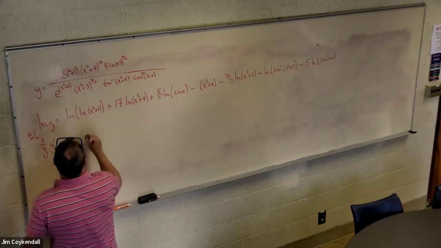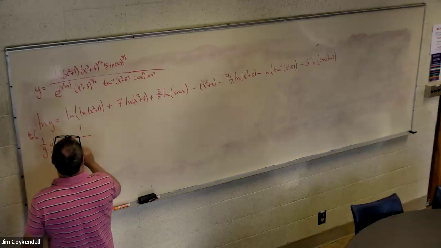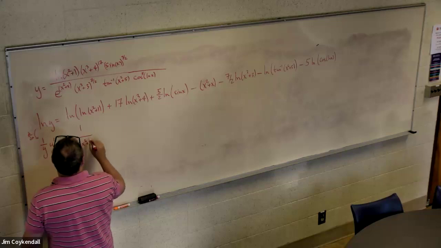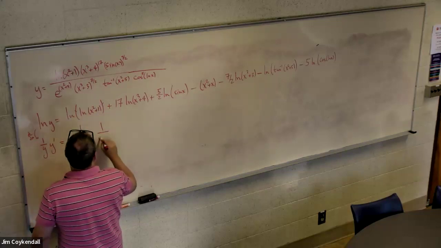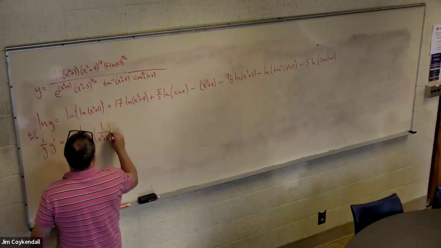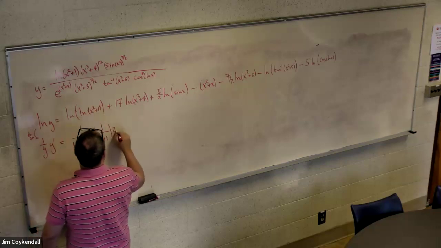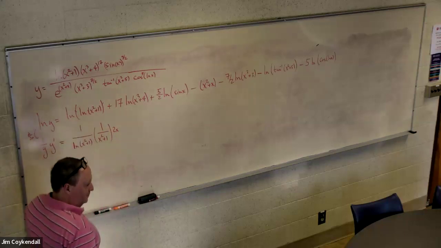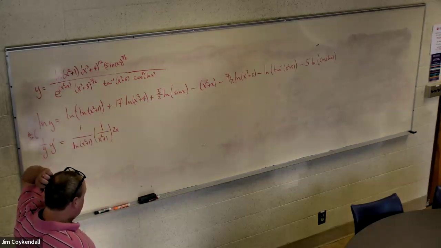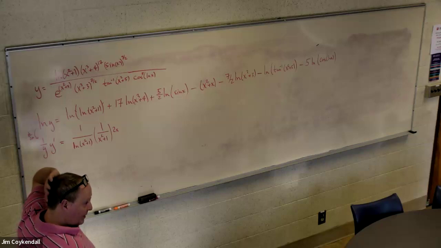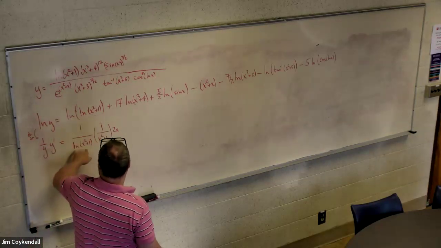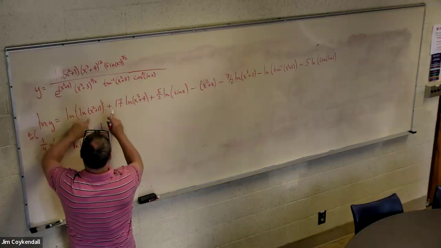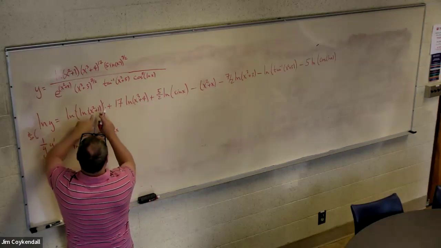Derivative of log blob is 1 over blob, which in this case is 1 over that, times the derivative of what's inside, which is 1 over x squared plus 1, times the derivative of what's inside, which is 2x. Everybody see how I worked that first derivative there? Derivative of log blob is 1 over blob. Derivative of log of inner blob is 1 over x squared plus 1. Derivative of that is 2x.